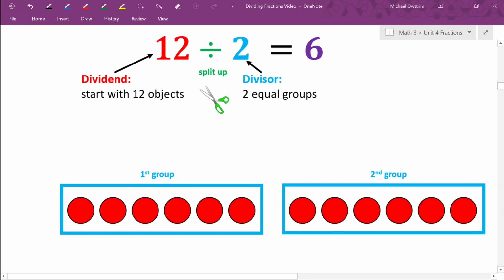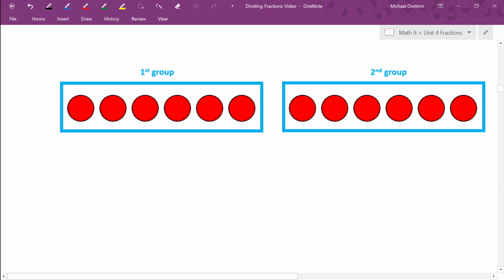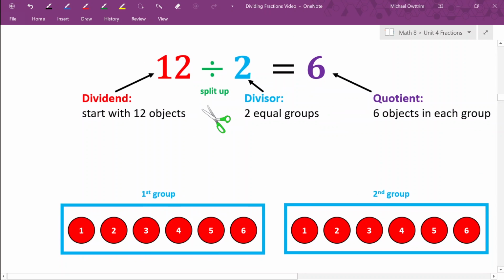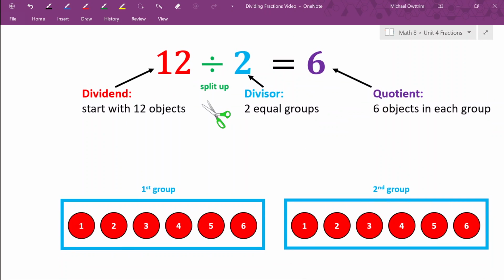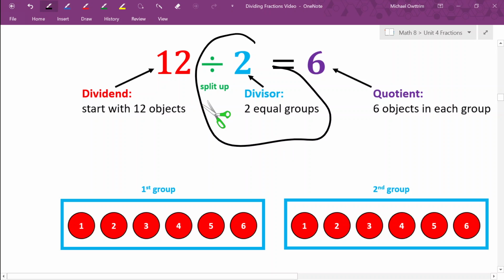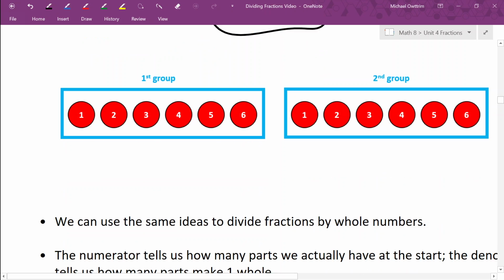So what is that 6 then in our division statement? Well, the 6 is the quotient, the answer to a division statement, and it's telling us that if we take 12 objects and we split them up into 2 equal groups, there will be 6 of those objects in each group. And of course, if you count them, there are in fact 6 of those objects in each group. We still have 12 objects in total. It's just instead of them being together in one group, we've split them up into 2 equal groups, and that's because we were dividing by 2.